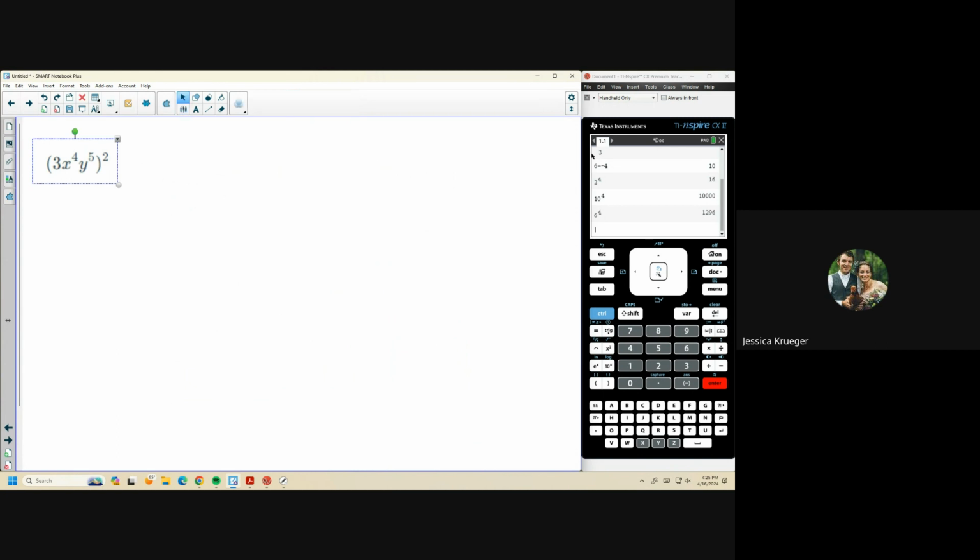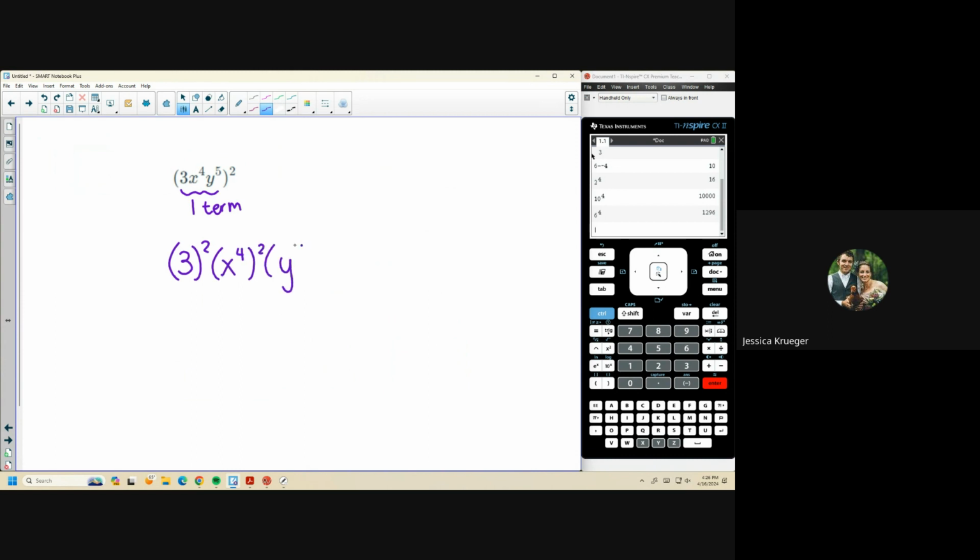Go ahead and write this one down. Make sure to analyze this one. I want you to think about how many terms are here. Since there's no addition or subtraction, this is 1 term. If it's 1 term, do I have to use an area model? I don't think so. So what we can do here is square each factor. So I'm going to do 3 squared times x to the 4th squared times y to the 5th squared. So go ahead and see if you can simplify that. And here comes your answer. Pause if you need.